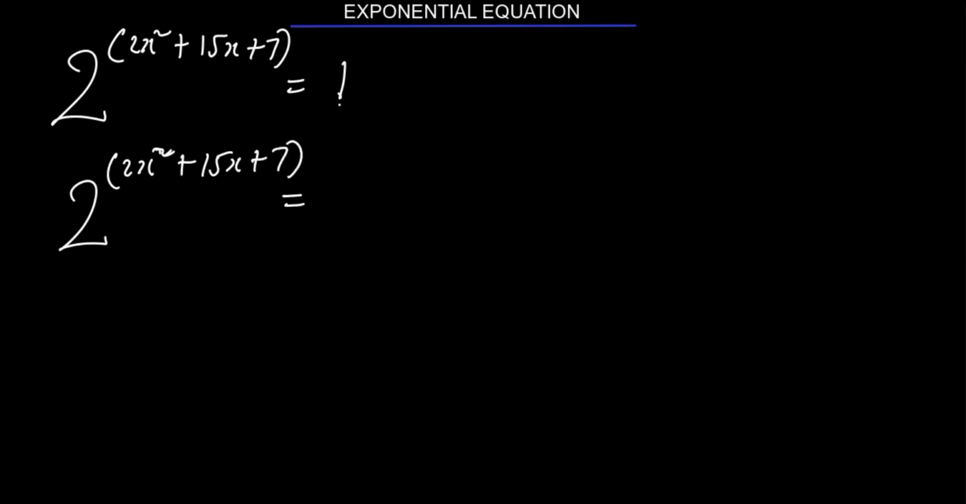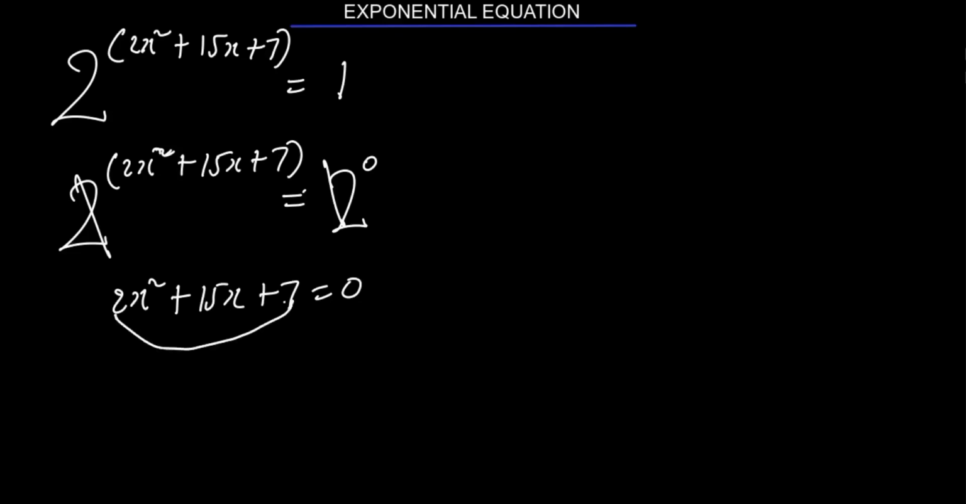Now, this one, what can I do? Remember that this one, I can rewrite it as 2 to the power of 0. Remember, a number to the power of 0 is equal to 1. So I can equate this and this. 2x squared plus 15x plus 7 equal to 0. So, let's see, how do we solve this?